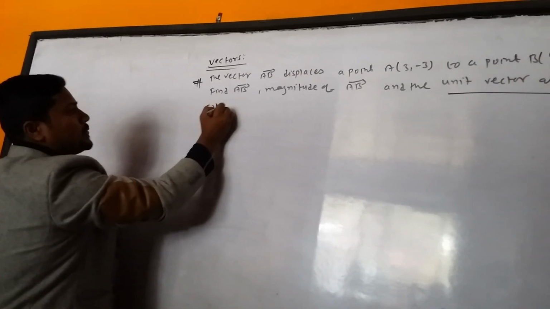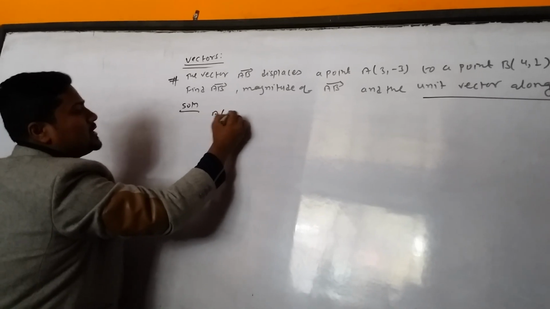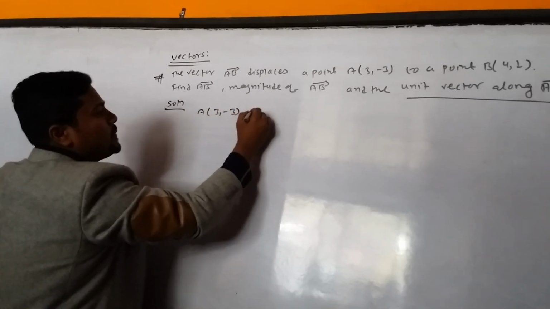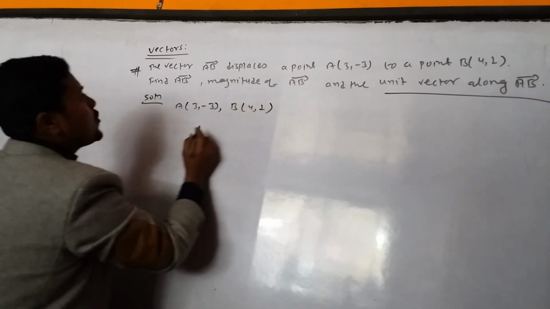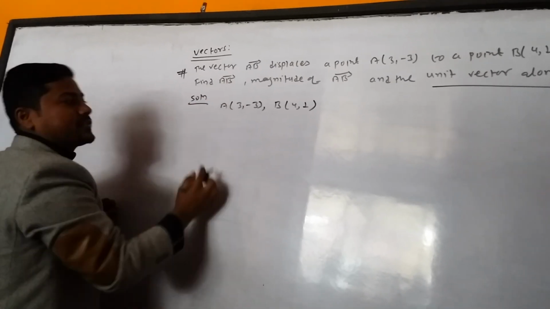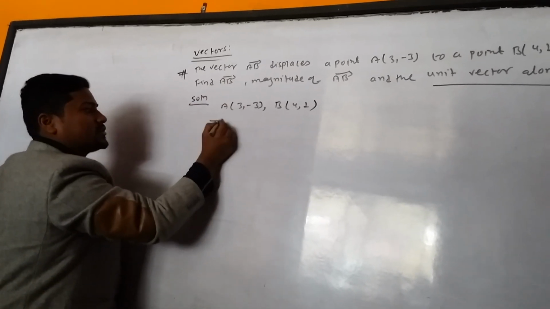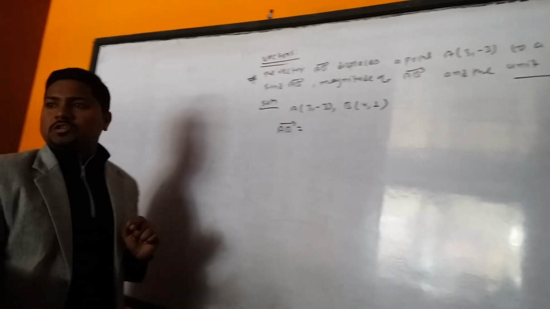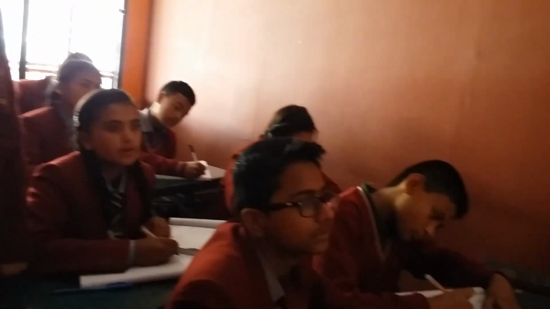We'll solve this in the question. Here point A is given as 3, minus 3. Point B is given as 4, 1. Question number 1 is to find AB vector. Do you know the formula? x2 minus x1 comma y2 minus y1.